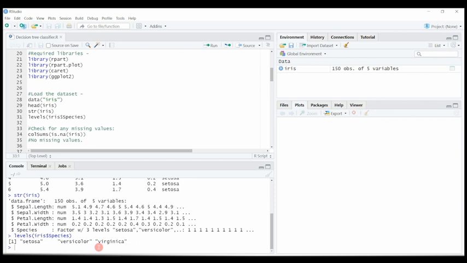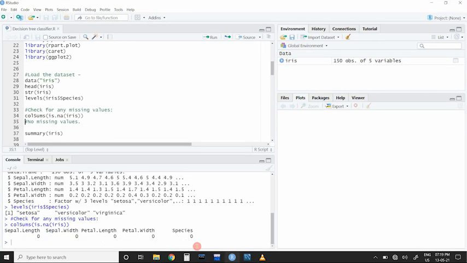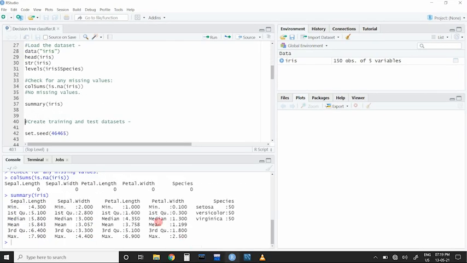Then I have checked if there are any missing values in the data and found out that the data is clean. The summary function gives different statistics like minimum, maximum, mean, median and quartiles for all numerical variables. Observe that there are 50 observations for each species.